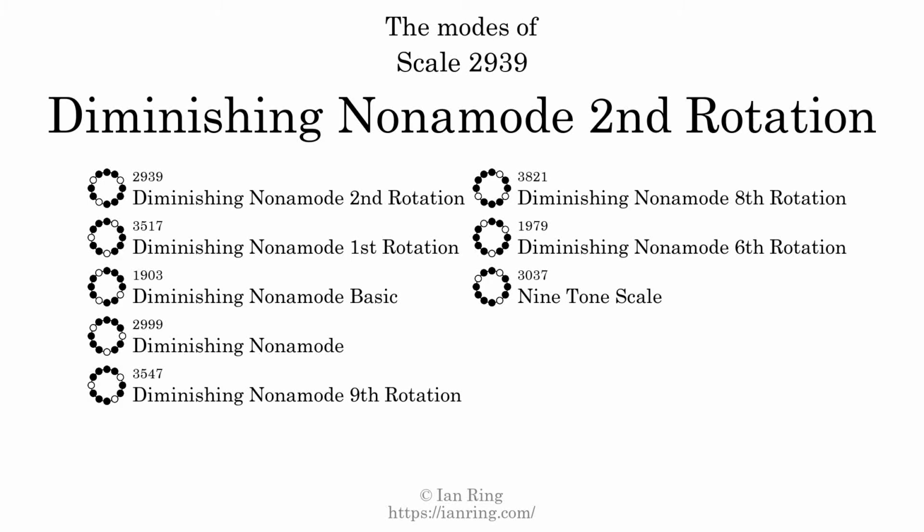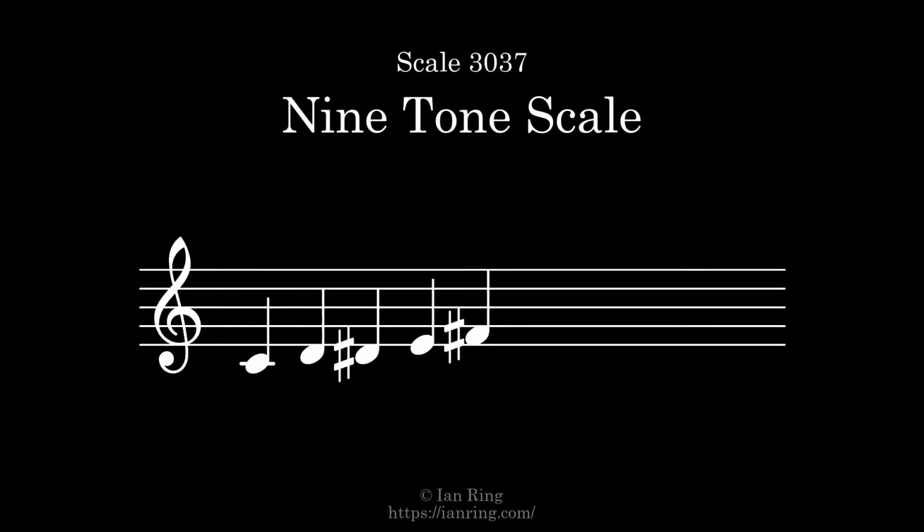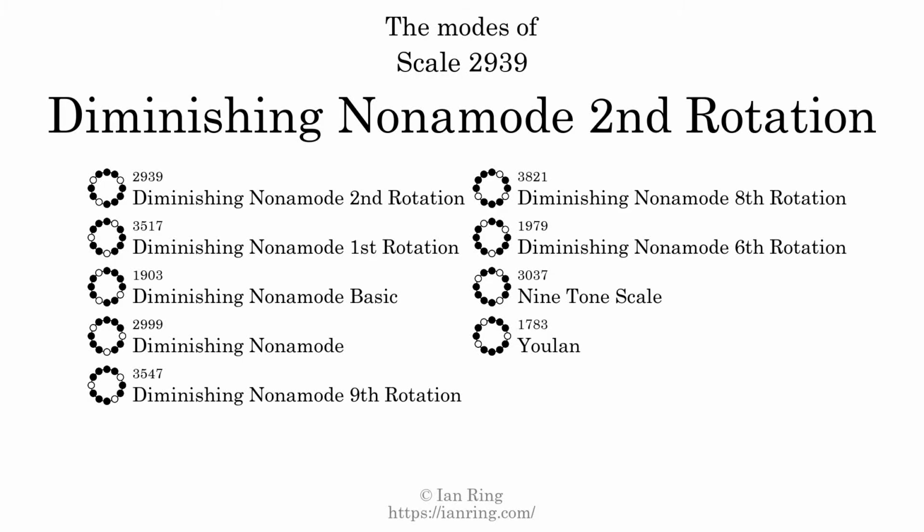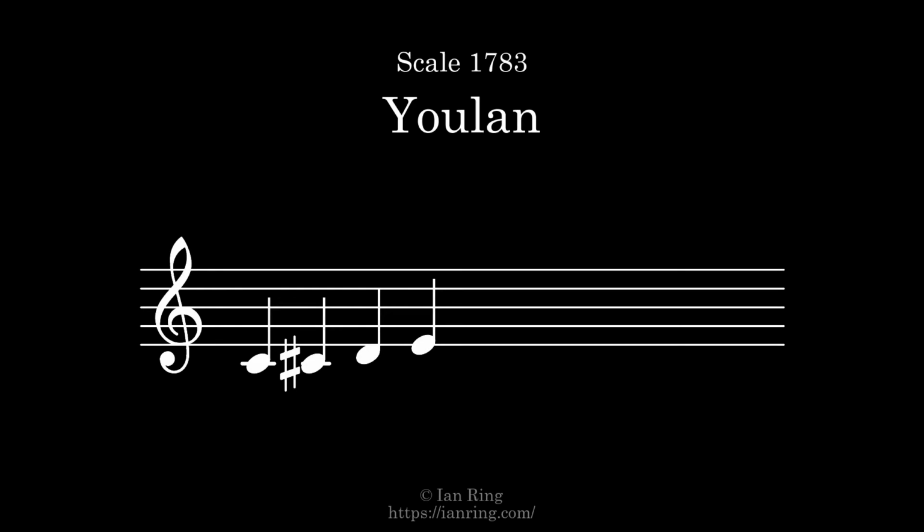The 8th mode is scale 3037, also known as 9-tone scale. It sounds like this. The 9th and last mode is scale 1783, also known as Ulan. It sounds like this.